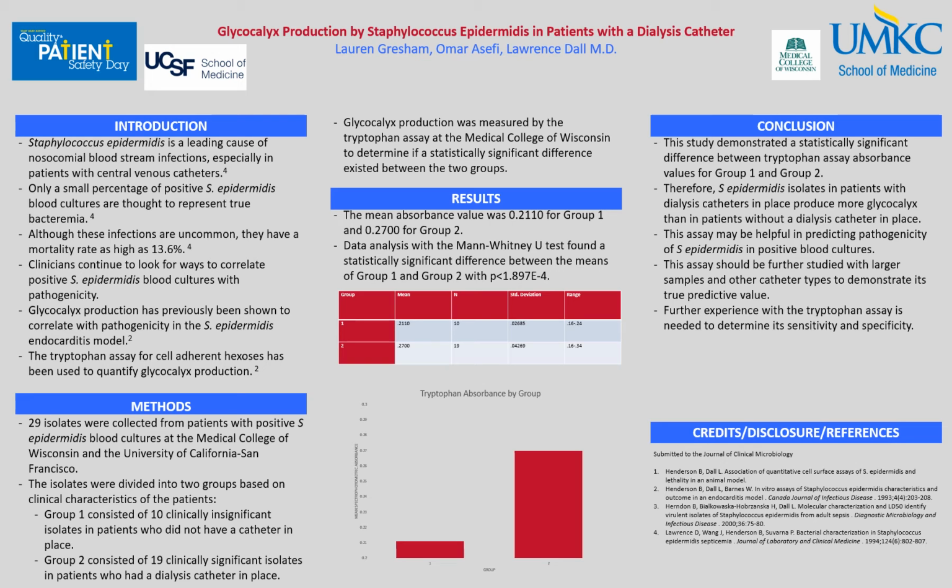In conclusion, this study demonstrated a statistically significant difference between tryptophan assay absorbance values for group 1 and group 2. Therefore, staph epidermidis isolates in patients with dialysis catheters in place produce more glycocalyx than in patients without dialysis catheters in place. This assay may be helpful in predicting pathogenicity of staph epidermidis in positive blood cultures.